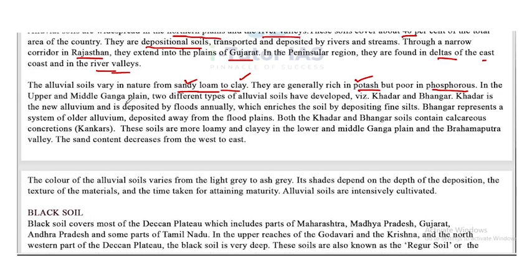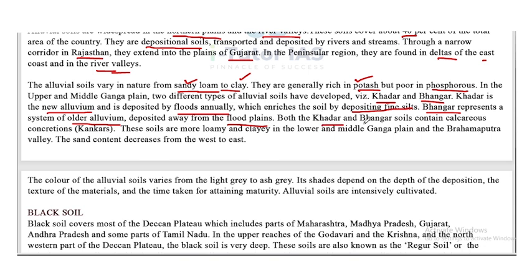In the upper and middle Ganga plain, two different types of alluvial soils have been deposited, that is Khadar and Bangar. Khadar is the new alluvium and is deposited by floods annually, which enrich the soil by depositing fine silts. But Bangar represents a system of older alluvium, and it is deposited away from the floodplain.